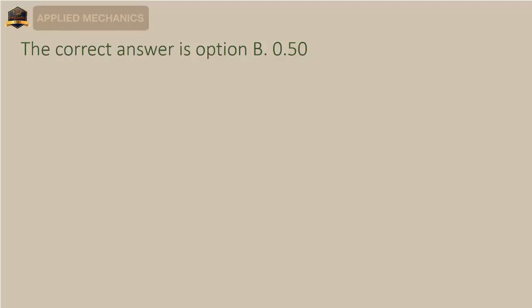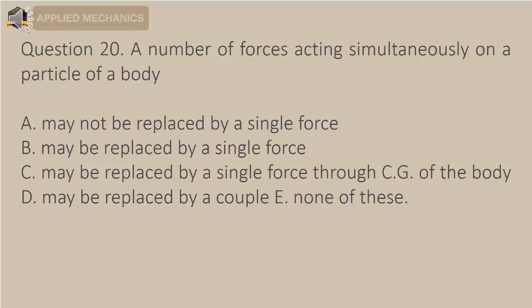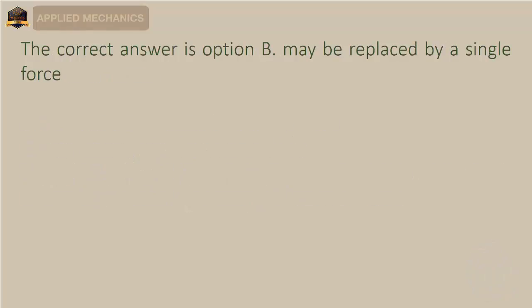Question 20. A number of forces acting simultaneously on a particle of a body: A. may not be replaced by a single force. B. may be replaced by a single force. C. may be replaced by a single force through CG of the body. D. may be replaced by a couple. E. None of these. The correct answer is option B, may be replaced by a single force.